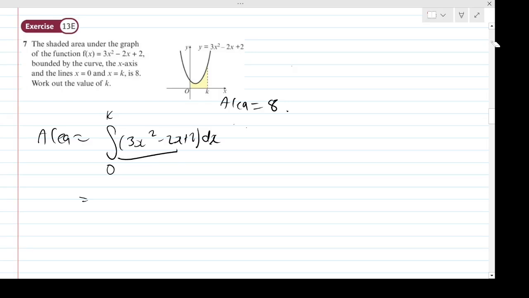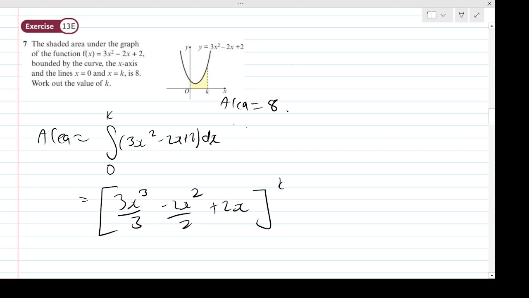So firstly, we're going to integrate what we've got in here. So 3x squared will go to 3x cubed, then we divide by the power, divide by 3. Then minus 2x, that will go to minus 2x squared by adding 1, because again, hidden power of 1 in x, add 1, we get 2. Then we divide by 2. Then 2 is just a number, we just tag an x on. Okay, then we're integrating between k and 0. Cool.